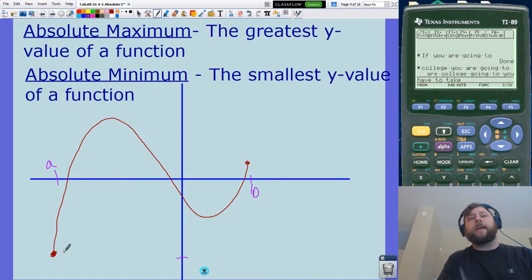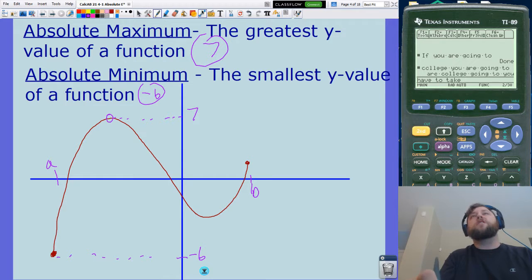So let's take this example. If at this point the corresponding y value is -6, and at this point right here the corresponding y value is 7, my absolute maximum in this case would be 7, and my minimum would be -6. So that's what it looks like.